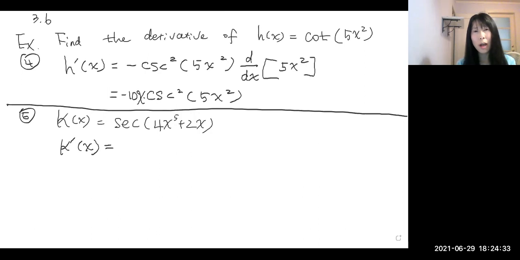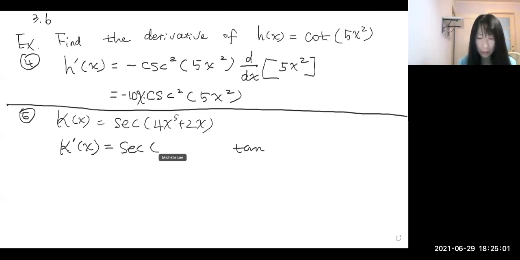So what do we have to start? What's the derivative of secant, and then remove the 4x to the 5th power plus 2x. Okay, so we're going to take the derivative of secant first. So what's the derivative of secant? Secant x tangent x, right?